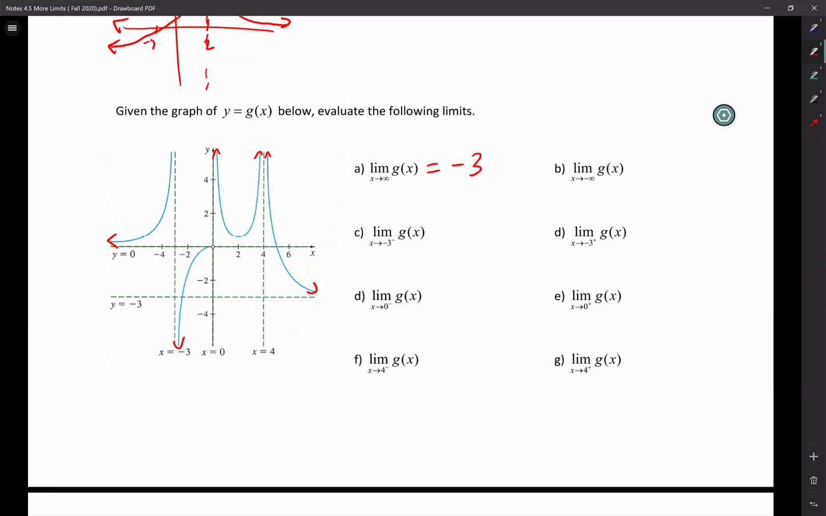So I'm going to go to letter B. Limit as x approaches -infinity. So I'm looking at this one. If I'm approaching -infinity, that looks like it's approaching the x-axis, which is the y value of 0.